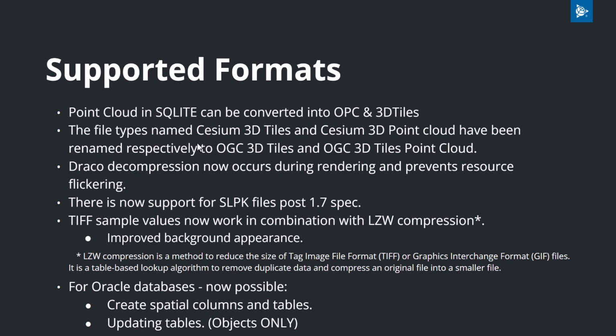The renaming took place. Instead of Cesium 3D tiles and Cesium 3D Point Cloud, you will find the same formats under the OGC 3D tiles and OGC 3D tiles Point Cloud. Draco decompression got implemented. Draco is a method where decompression is synchronized with rendering, which helps to significantly reduce the visual glitches and flickering you might have observed in past versions.